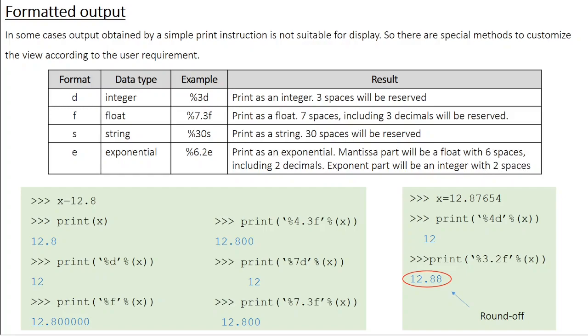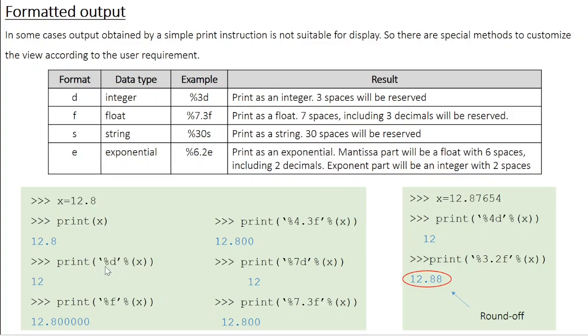Let's do some examples here. For example, you define a variable x equal to 12.8. When you normally print it using the print statement, you say print x, and the value 12.8 will be printed. Suppose you want to print it as an integer, or only print the integer part of it. Then you have to use the format %d, because d corresponds to integer. So you say print, inside quotation marks %d, there is no comma here, then % inside brackets x.